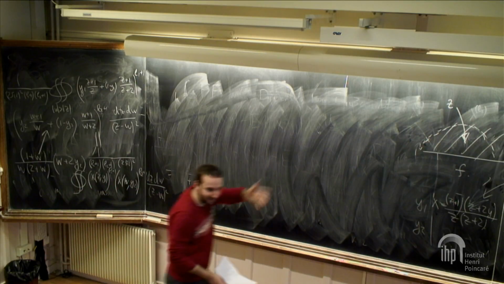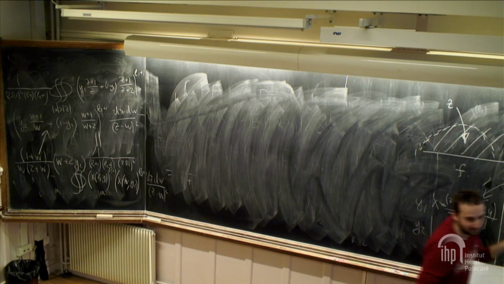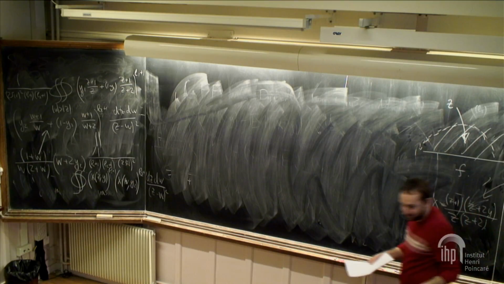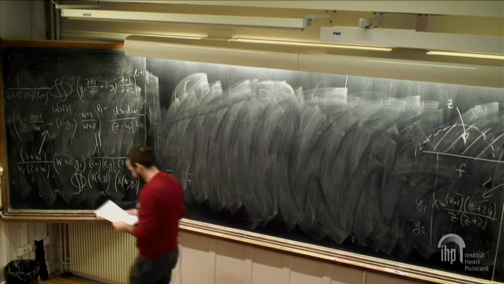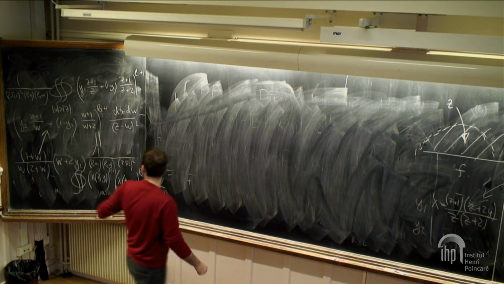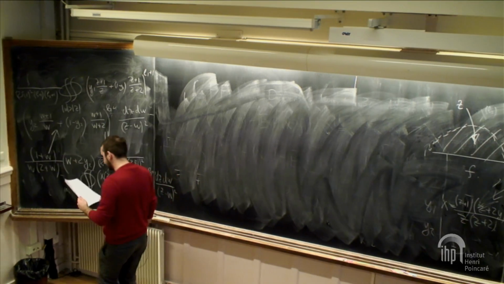But these test functions, they kind of dance in the set of all possible test functions. That's why I treat them as being good enough. Okay, so now we deform the contours here. So we have here W contour and Z contour.